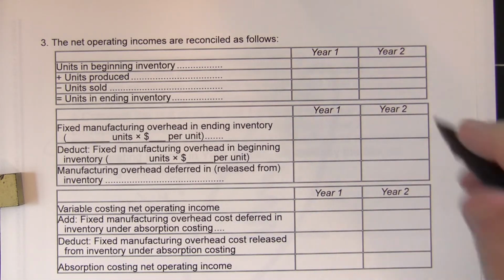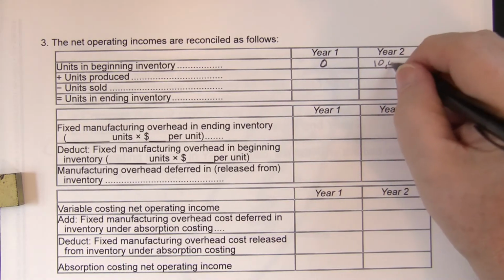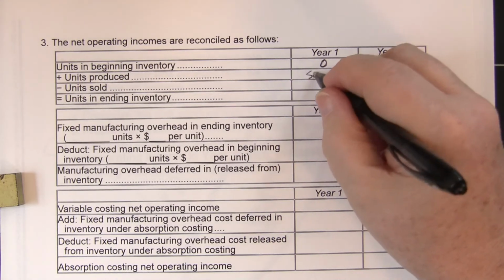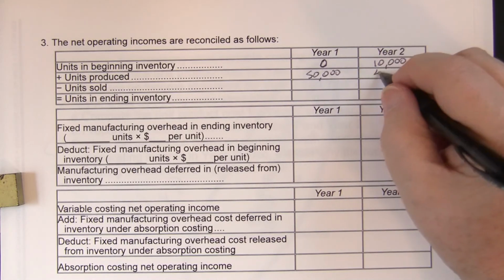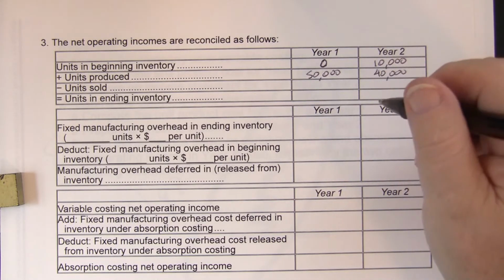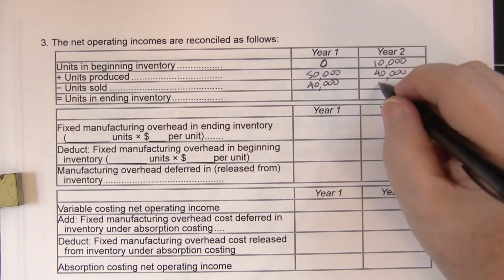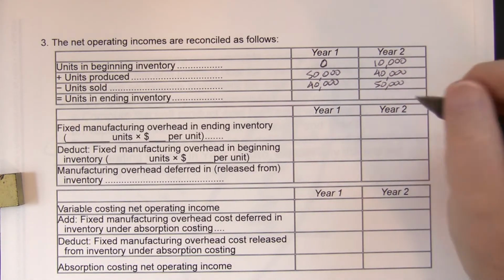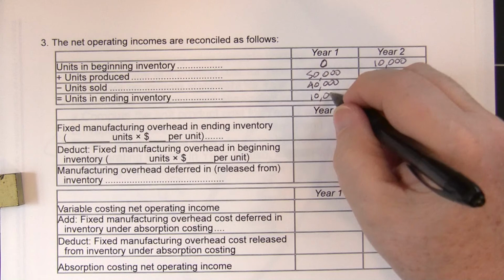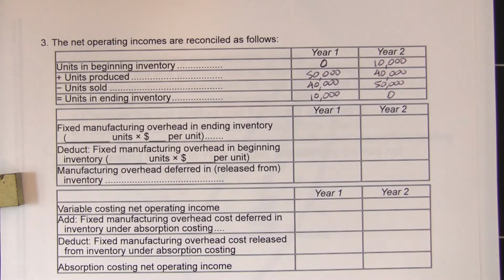So the units in the beginning inventory in year 1 was 0, and in year 2 was 10,000. In year 1 we produced 50,000. In year 2 we produced 40,000. In year 1 we sold 40,000. In year 2 we sold 50,000. At the end of year 1 we had 10,000 in inventory. At the end of year 2, we had 0.